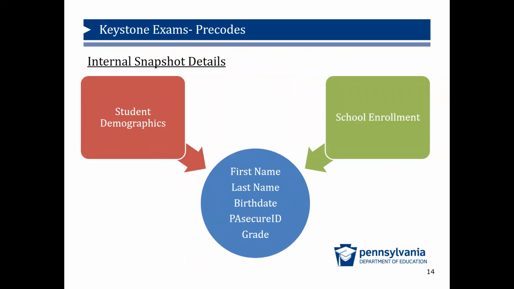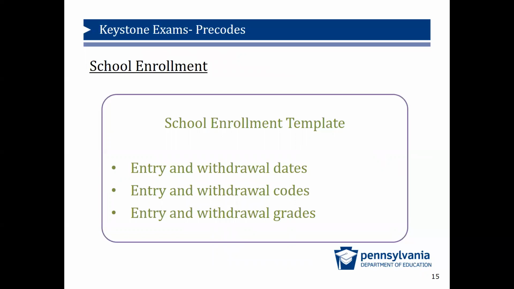This is an overview of the details we will be discussing for the Precode Keystone Exams internal snapshot. It begins with the student in the blue circle, which includes the student's 5 matching criteria. The boxes include data about the student, including the student's demographics and school enrollment information. Data from the school enrollment template is used to determine the students who will be included in the internal snapshot.